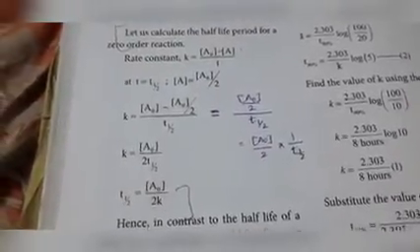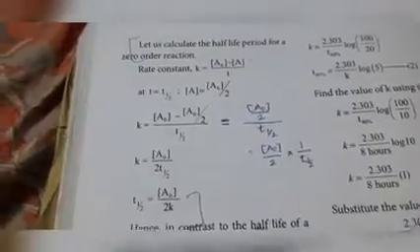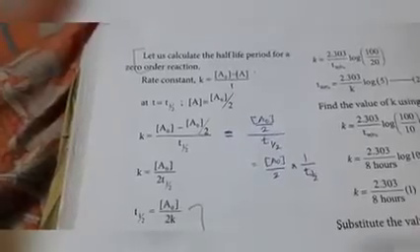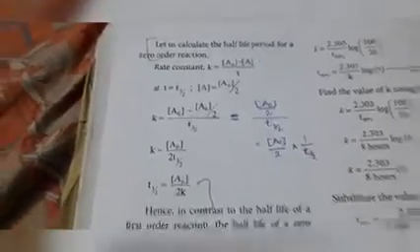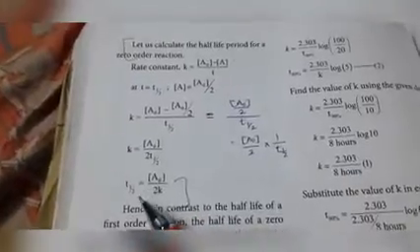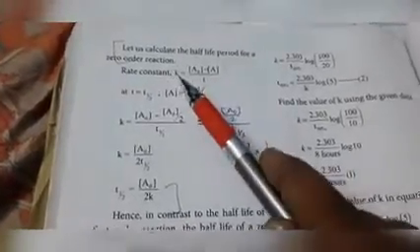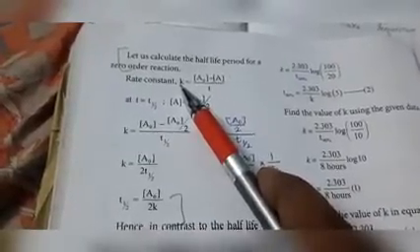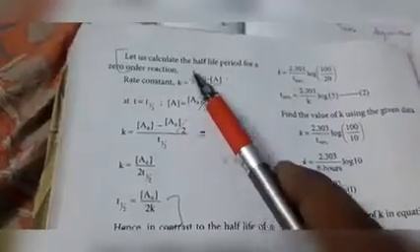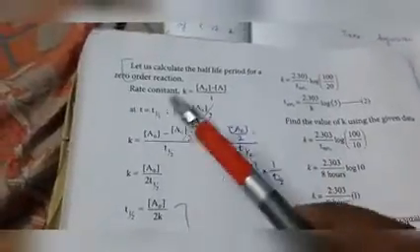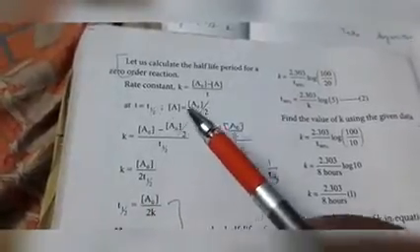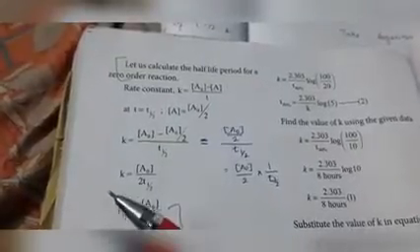Again, I am explaining the same question. So the question is: calculate the half-life period for a zero order reaction. For that, you have to take the rate constant for a zero order reaction: K is equal to concentration of A0 minus concentration of A divided by t. In this equation, you have to substitute t equal to t half and concentration of A equal to concentration of A0 by 2. The reason I already explained.